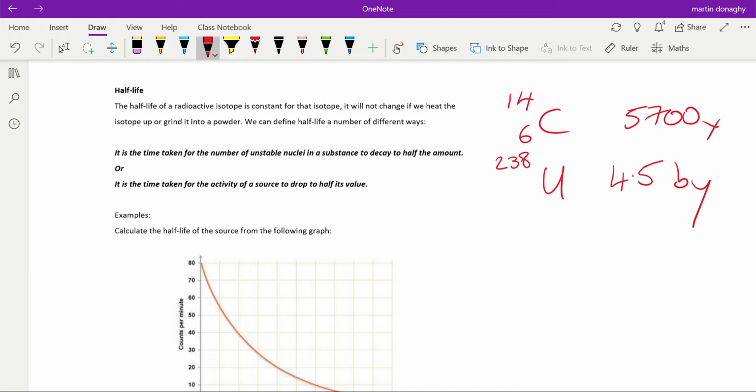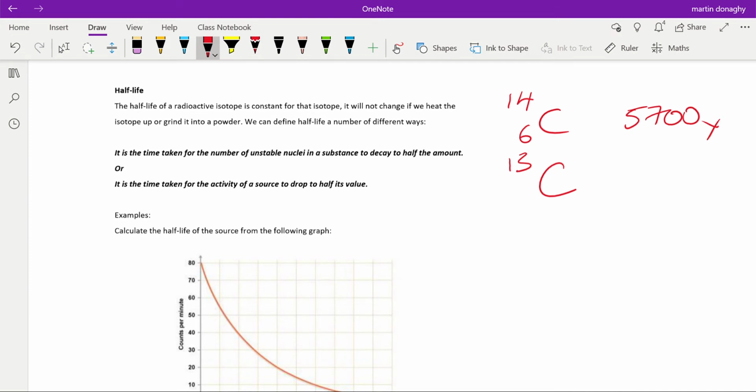So something like radon gas, it's about 3.5 days. You get others that'll be measured in milliseconds. Even other isotopes of the same element, so something like carbon-13 has a very different half-life to carbon-14. But for each individual isotope, the half-life is constant. It's something that we can't change. It's not like a chemical property.